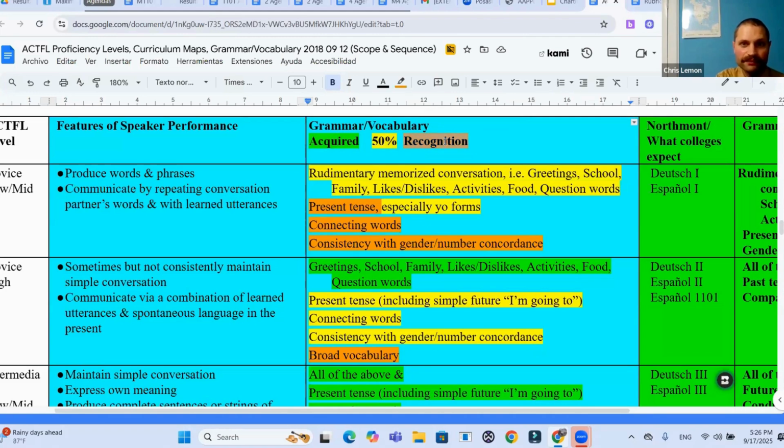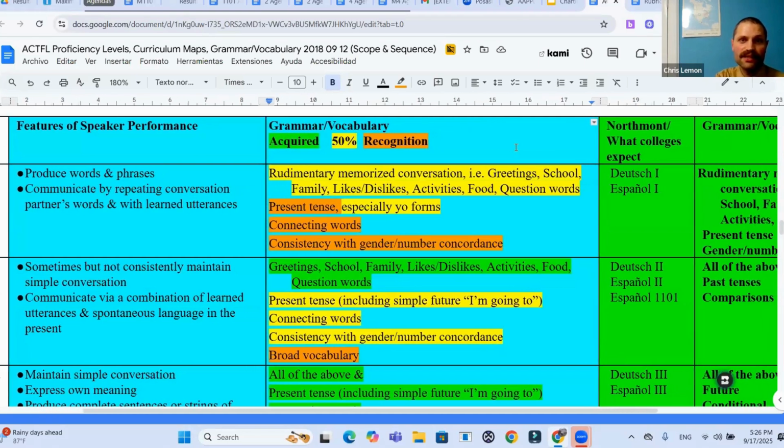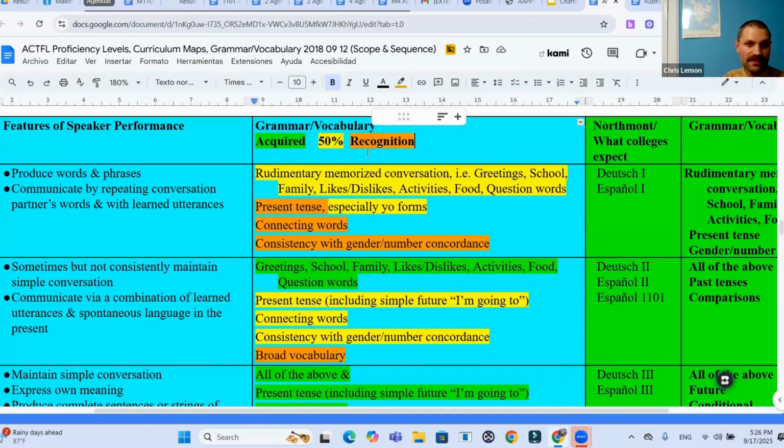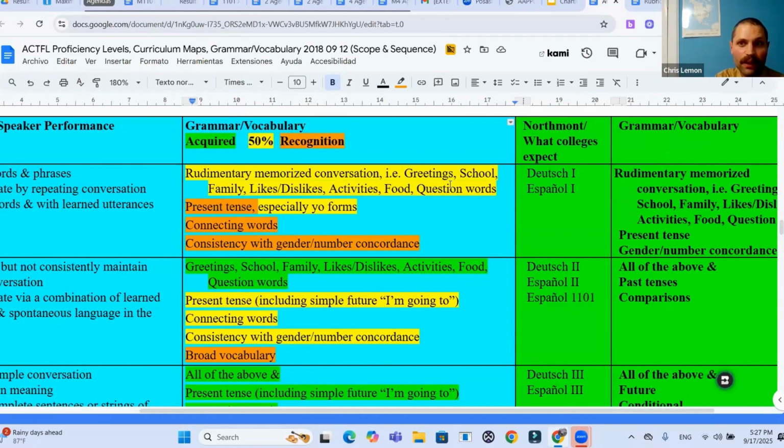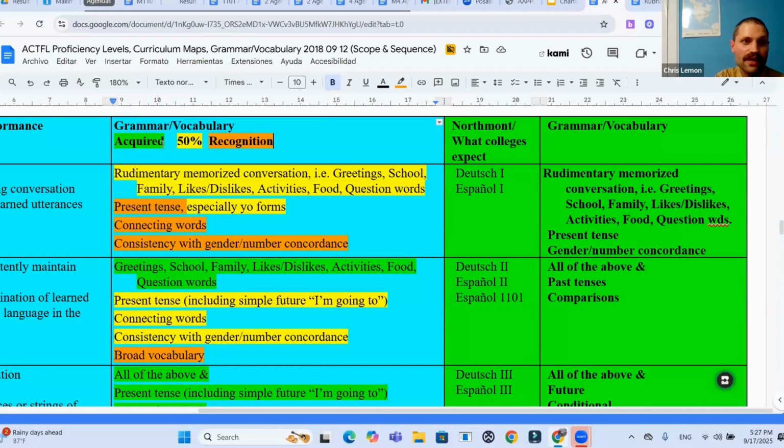So if you're at the novice mid, you have some recognition of the present tense, you have some idea of it, but if you can do it 50% or more of the time, then we're really talking more novice high. If you've really got it down and a little bit more automatic, then we're talking intermediate low, intermediate mid. And so basically what we did was we looked at the grammar and vocabulary that's embedded in our program and broke down at what point we are expecting students to have just some introduction, some recognition of, some ability to do it about half of the time versus having it acquired.